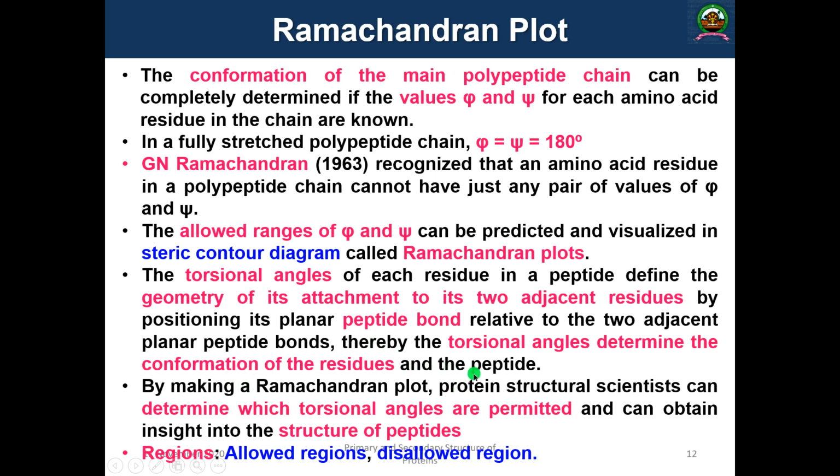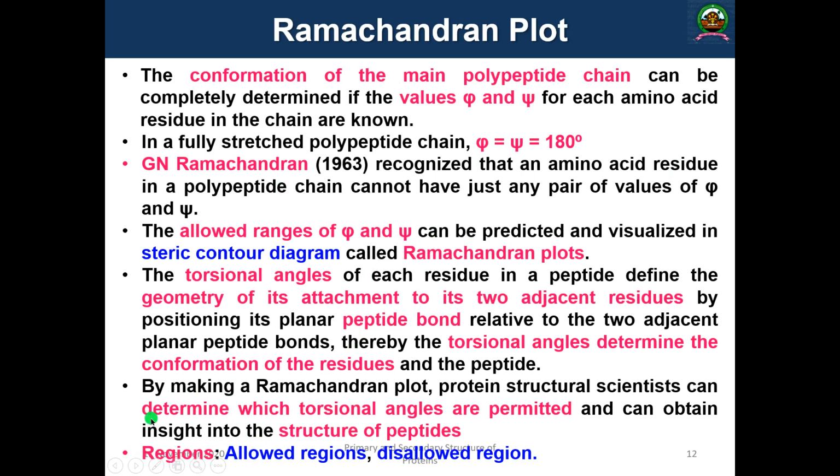The peptide bond is relative to two adjacent planar peptide bonds, and thereby the torsion angle determines the conformation of the residue and the peptides. By making a Ramachandran plot, protein structural scientists can determine which torsion angles are permitted and can obtain insight into the structure of the peptide. This is the greatest contribution made by an Indian scientist, G.N. Ramachandran, from the Indian Institute of Science, Bangalore. He was the founder of the molecular biophysics department in the Indian Institute of Science.